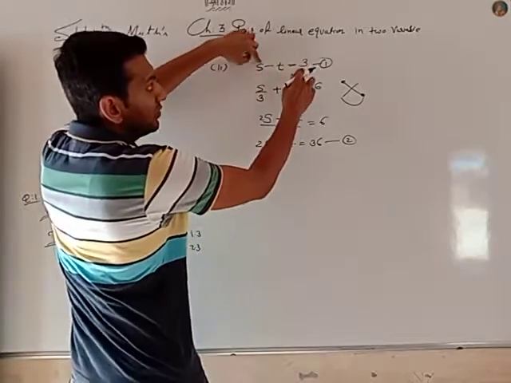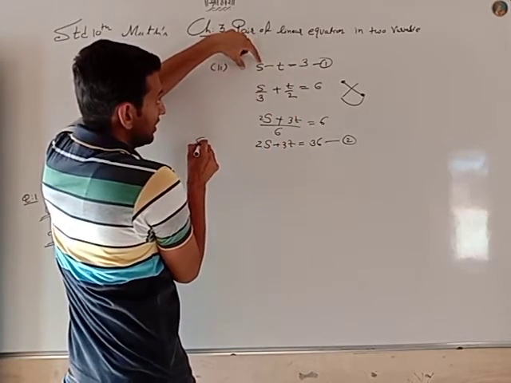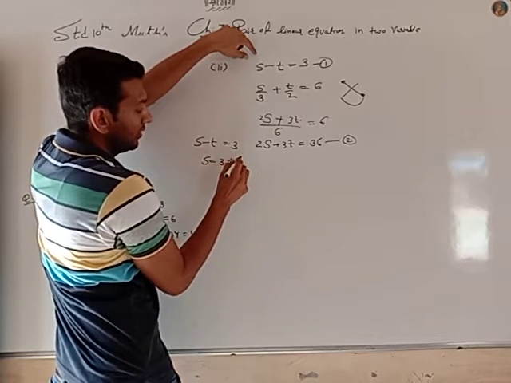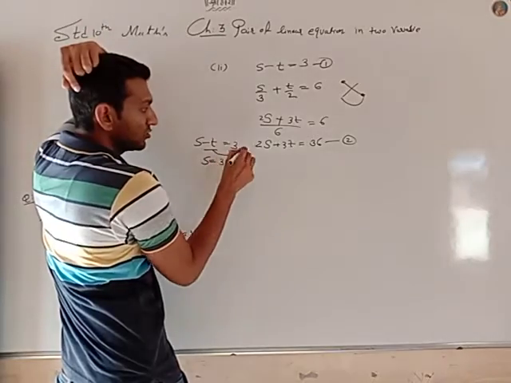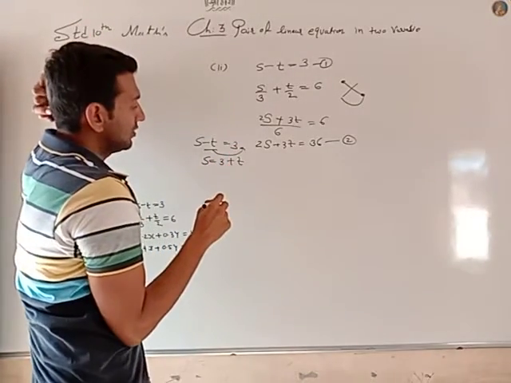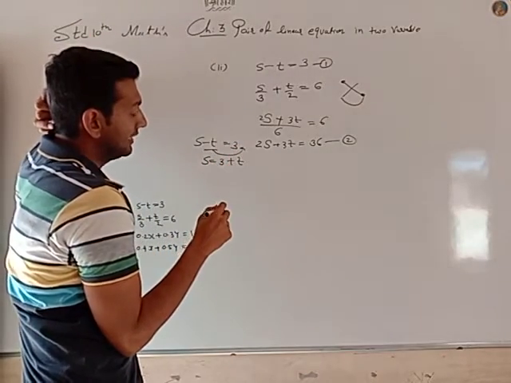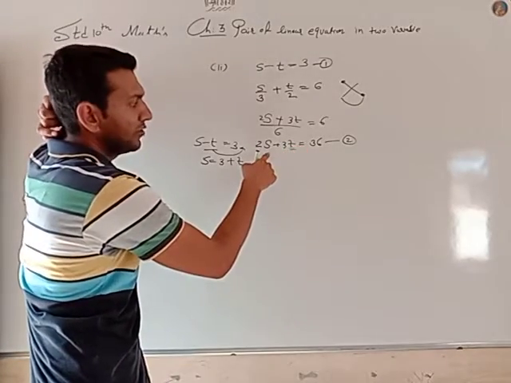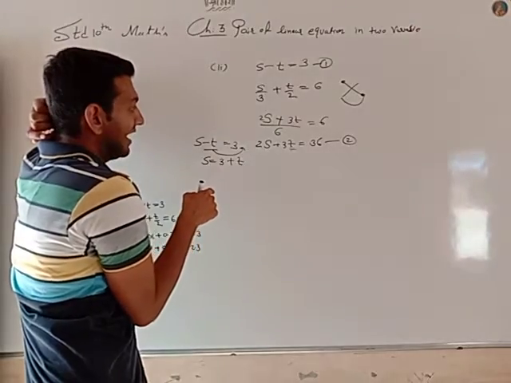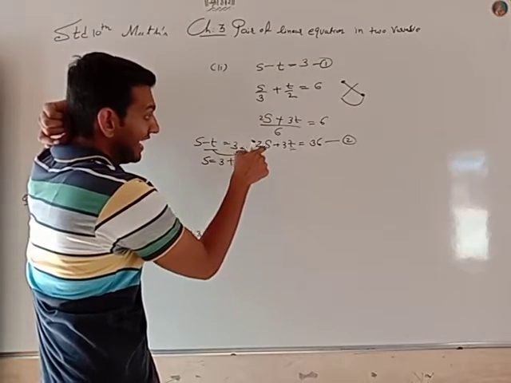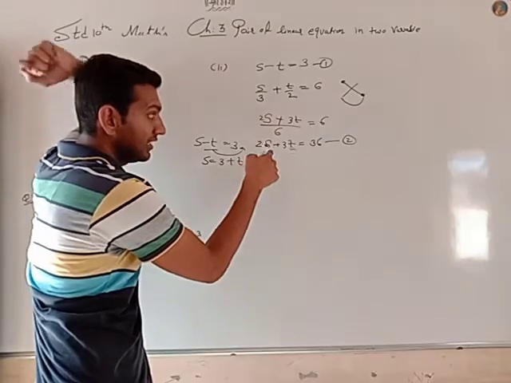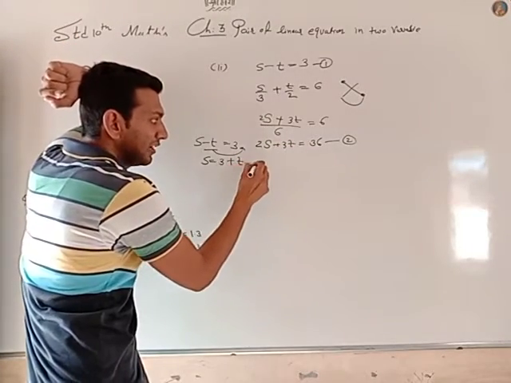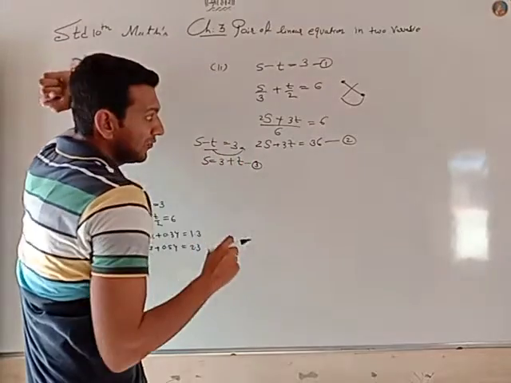S is equal to, from the first equation, s minus t is equal to 3. S is equal to 3 plus t. Minus t goes to the right side and becomes plus. So s is equal to 3 plus t. Now you can put it in the second equation. If you put s is equal to 3 plus t in equation number 2, you get the value of t, and putting the value of t in equation 3, you get the value of s.